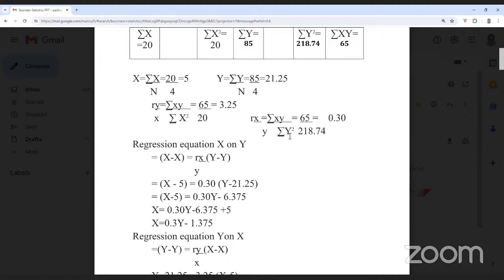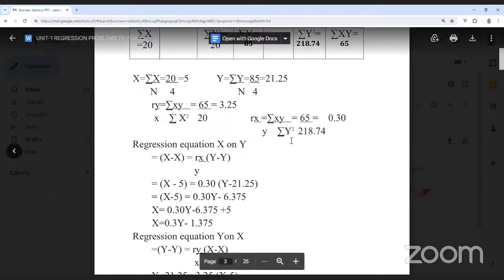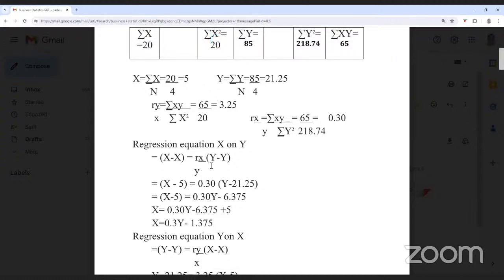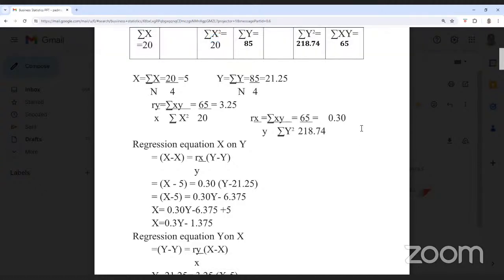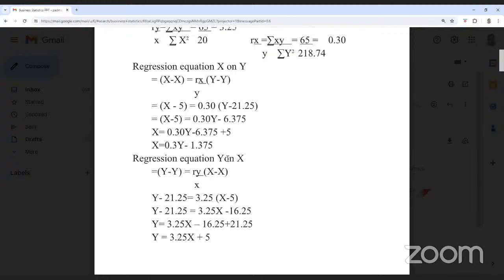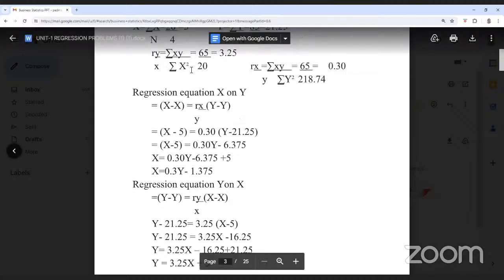Okay? So what is the sigma xy? It is 65. What is the sigma y square? Here we have 2.874. That is this value of r x divided by y. It is 0.30. Then when you are taking this y on x, you have to find out the value. So you have to take the denominator. What will be the denominator? That one only, square you have to take.